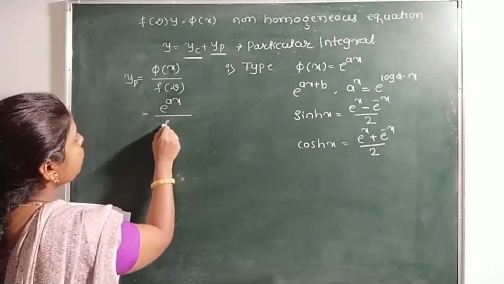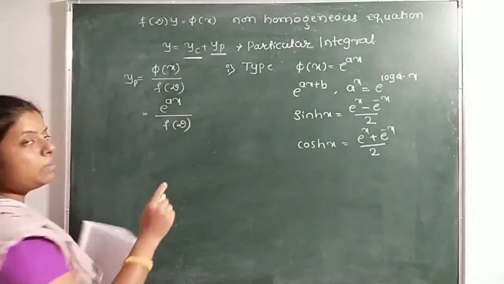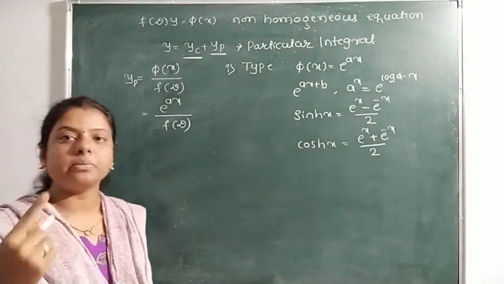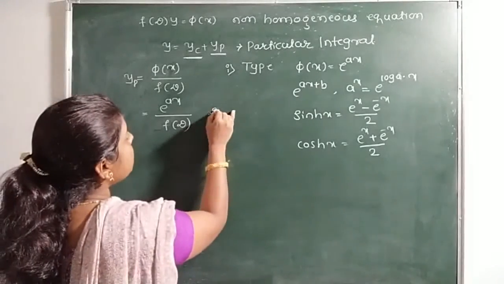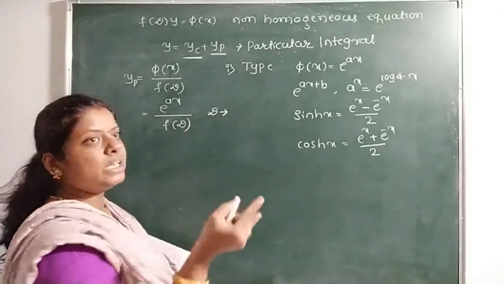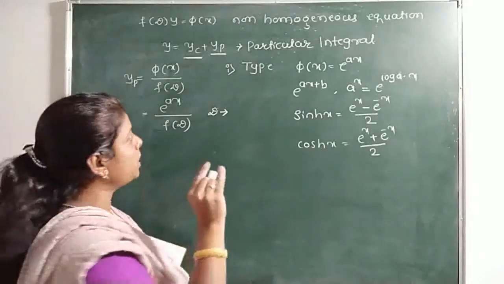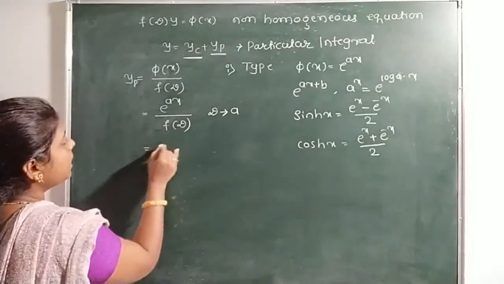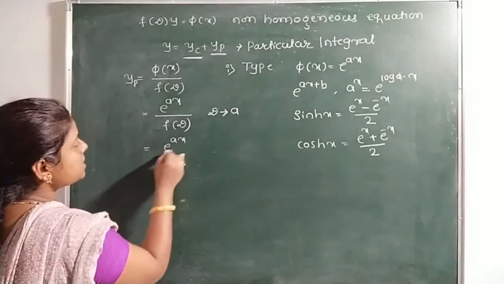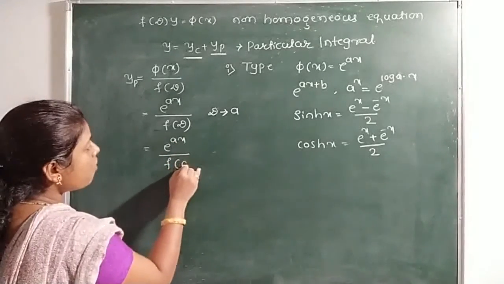The f of D term may be a quadratic equation, a cubic or a biquadratic. In that case the D term, whether it is D square, D cube, D fourth, whatever it may be, you have to replace D with a, that is e to the power ax divided by f of a.